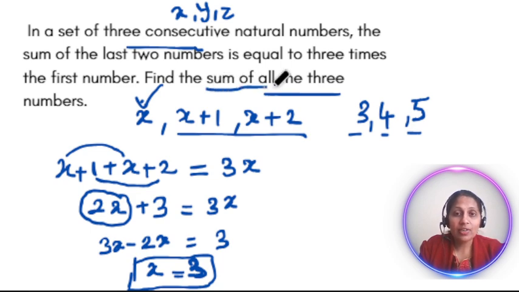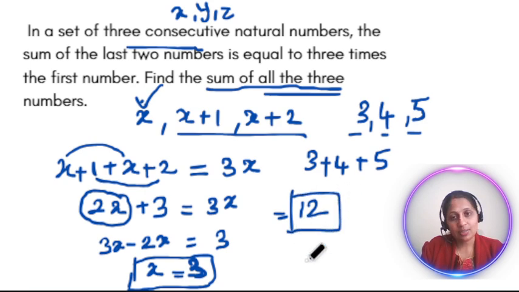So check whether we have answered the question. Did they ask you to find the 3 numbers? No. They want the sum of the 3 numbers. So sum is nothing but addition of all the 3 numbers. So 3 plus 4 plus 5, which gives you 7 plus 5 is 12. So 12 is our final answer. So the sum of the 3 numbers is 12.